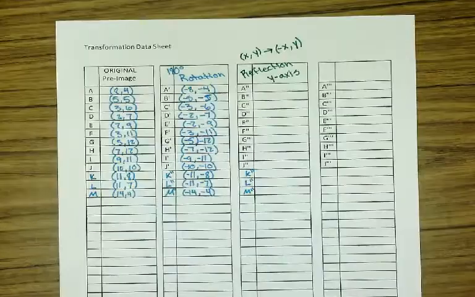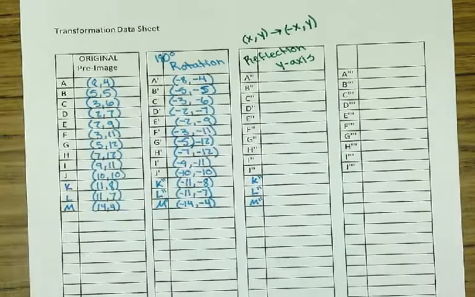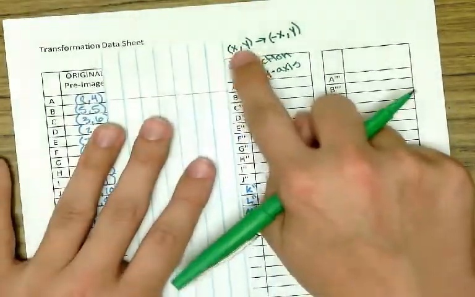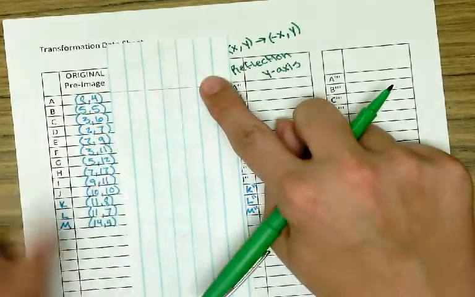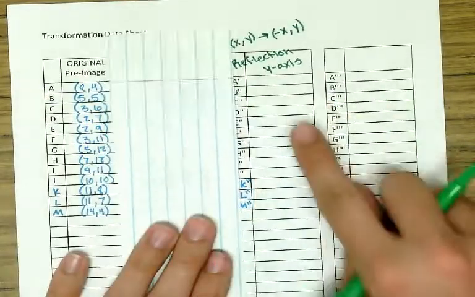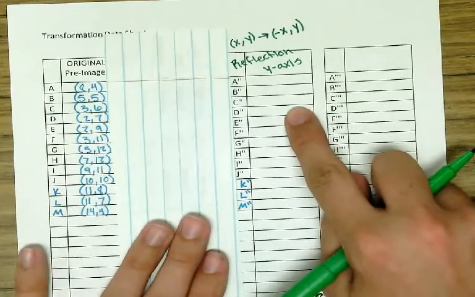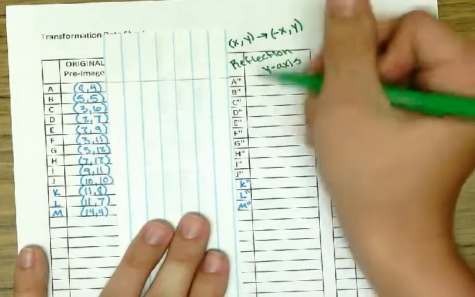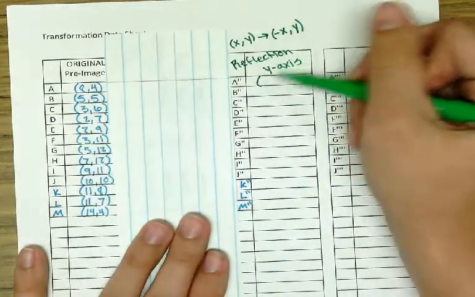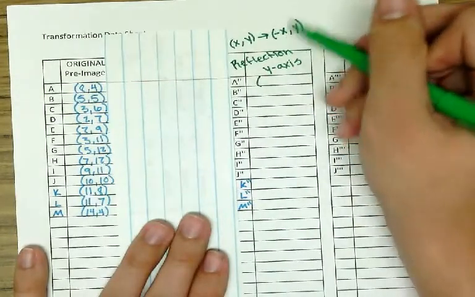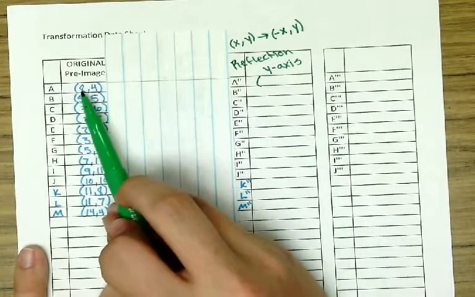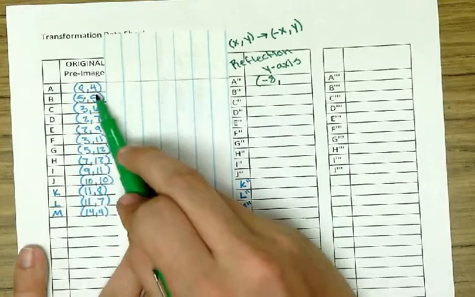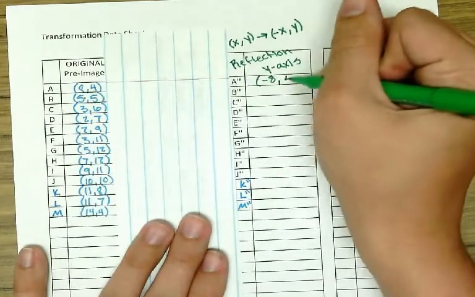The easiest thing to do is just ignore this rotation. We are looking at our original image, which is our pre-image. So here's all of our pre-image points, and we're going to reflect them over the y-axis. We have the original point (8, 4). When we write it reflecting over the y-axis, our x values become the opposite. So the opposite of positive 8 is negative 8, and our y value stays the same, which is 4. So negative 8, 4, and that's it for A double prime.